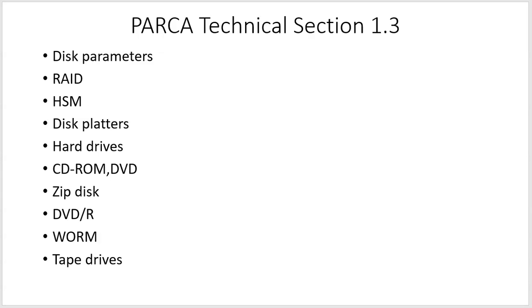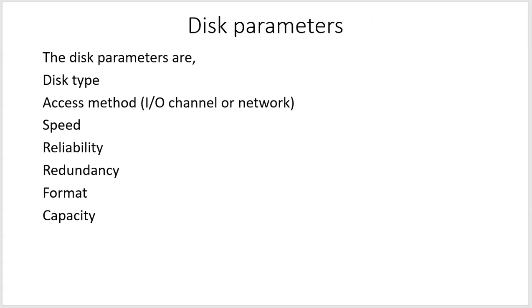PARCA Technical Section 1.3 covers disk parameters, RAID, HSM, disk platters, hard drives, CD-ROM, DVD, zip disks, DVD-Rs, WORM, and tape drives. The disk parameters are disk type, access method, speed, reliability, redundancy, format, and capacity.